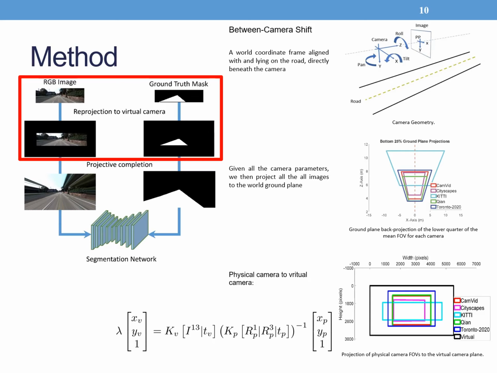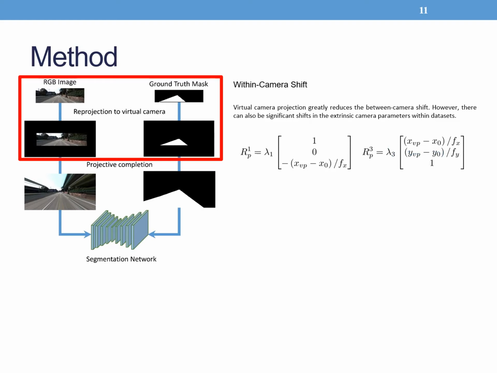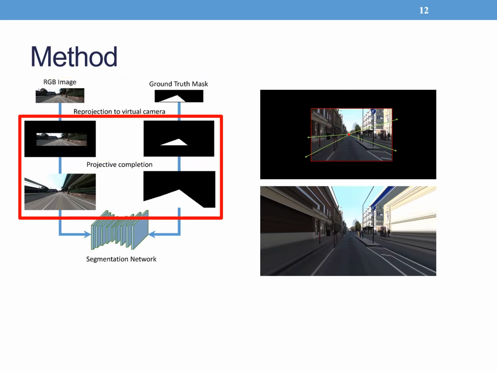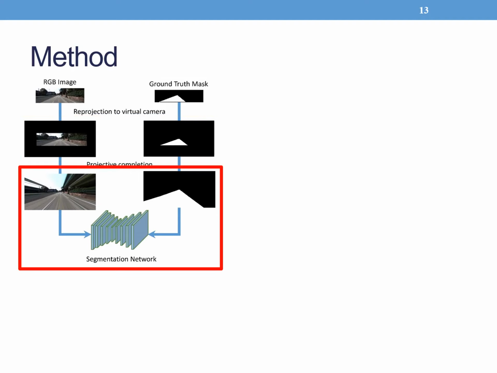By projecting individual dataset images to this standard virtual camera space, between-camera shift can be reduced. We further update the rotation matrix to reduce the shifts in the extrinsic camera parameters within datasets. After virtual camera projection and shift reduction, gaps will be generated since image projections cannot cover the whole virtual plane. We propose a novel vanishing point-based projective image completion method that fills those gaps in a plausible way. And finally, the network can be trained using the source domain projective completed images.